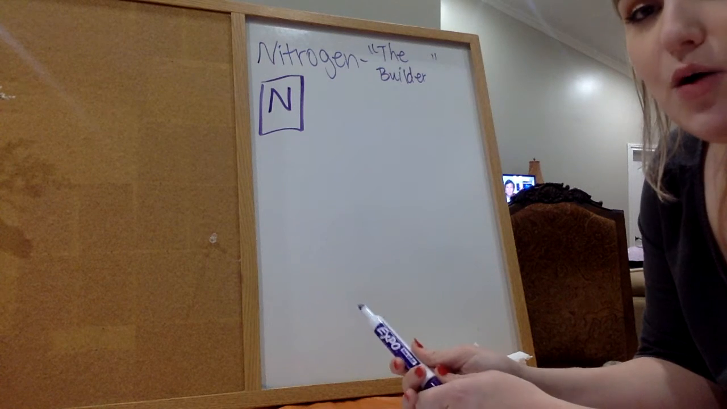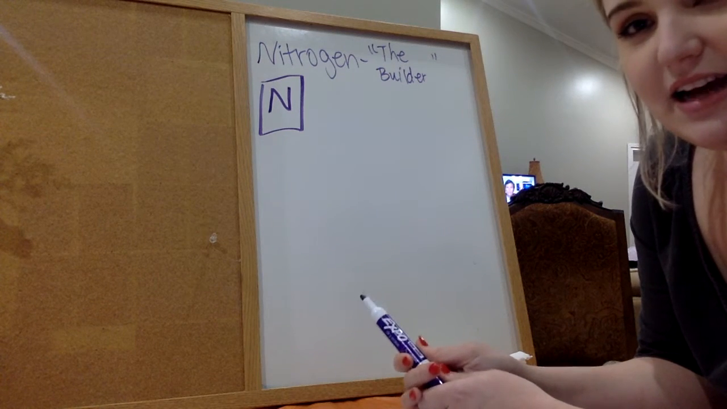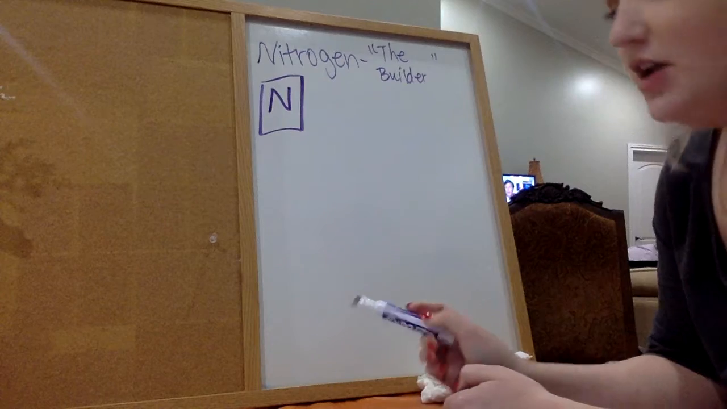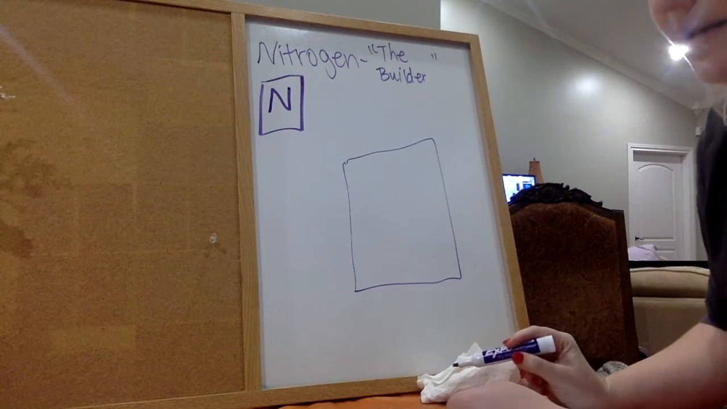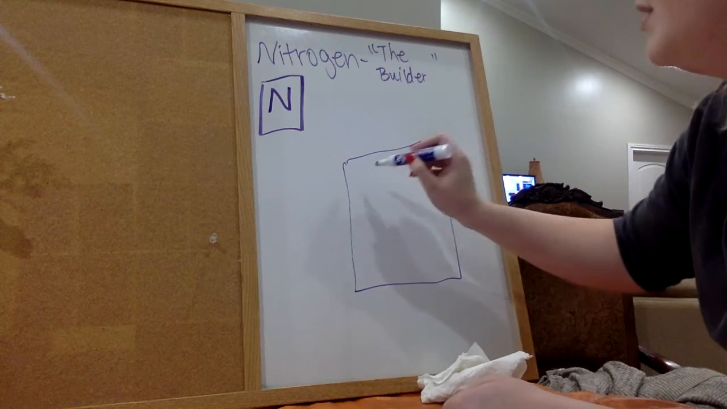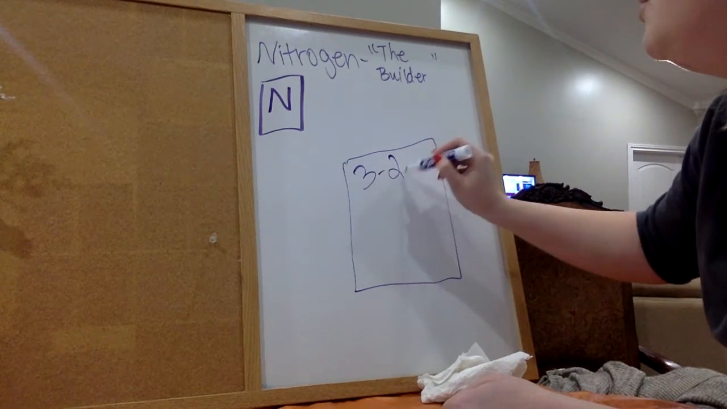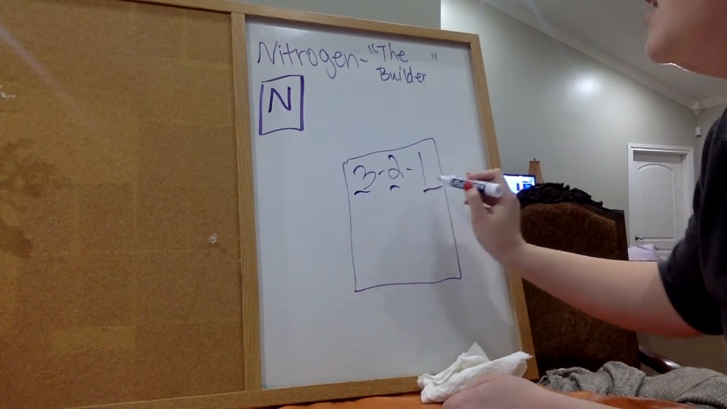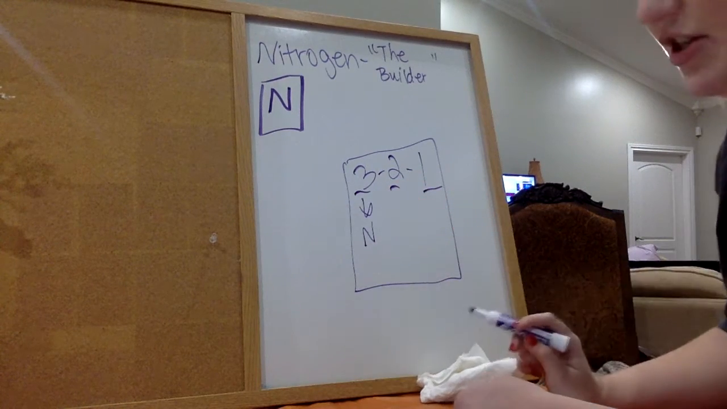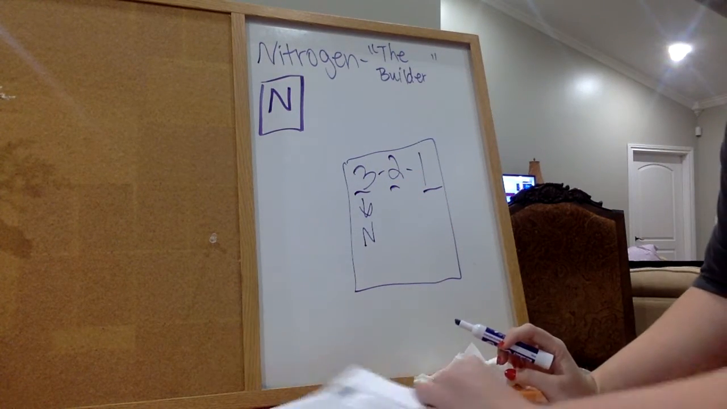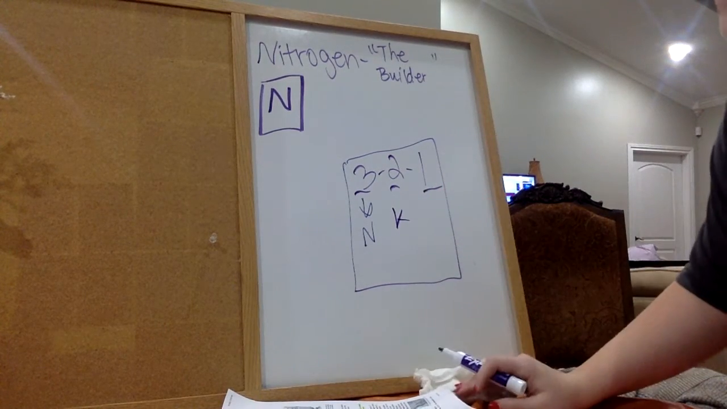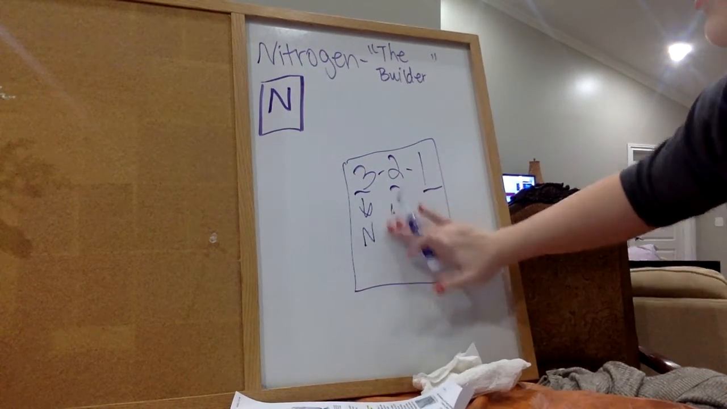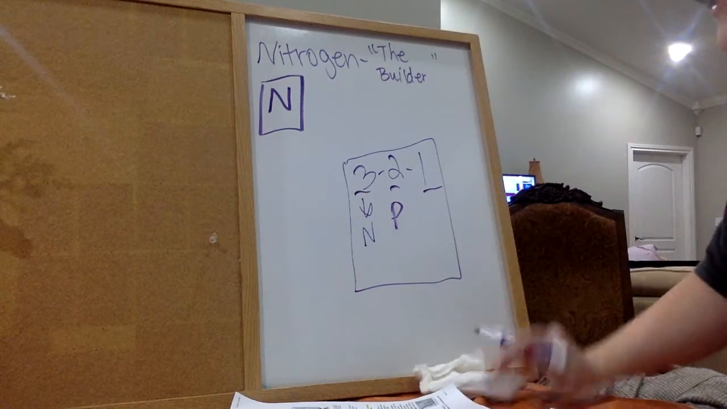And when you see fertilizer bags, you'll have three different numbers. So for example, we'll keep it simple, 3, 2, 1. Usually this first number is going to be your nitrogen. Then you're going to have your phosphorus, and then you're going to have your potassium.